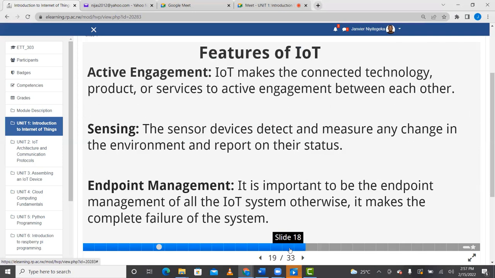Active engagement. The IoT makes the connected technologies, products, or services actively engage with each other. Let me say here you have deployed a camera-based security system. This camera system is using different cameras deployed at different locations of the institution. So if you allow these cameras to be active at the same time, they are going to consume a huge amount of power.